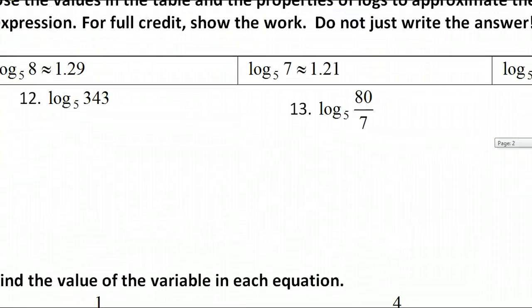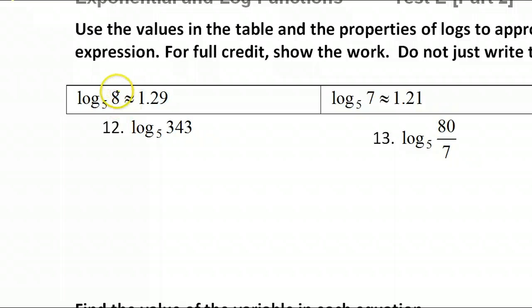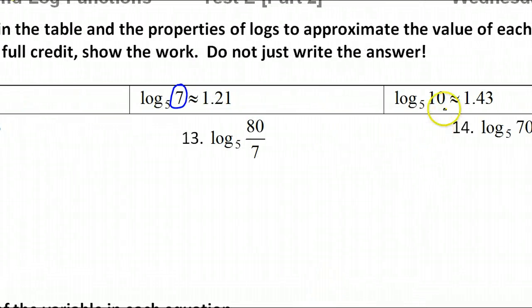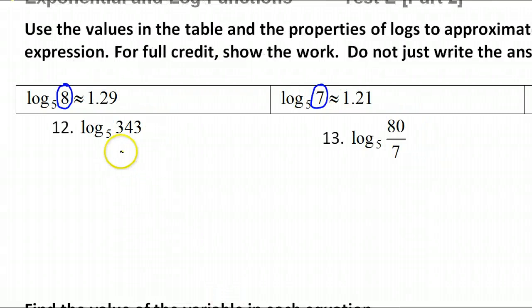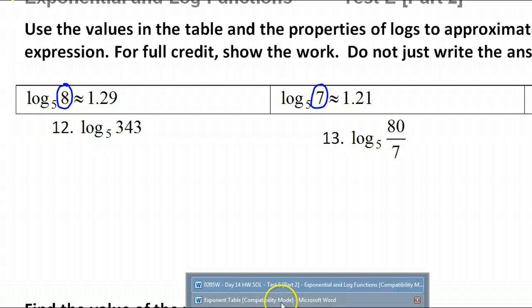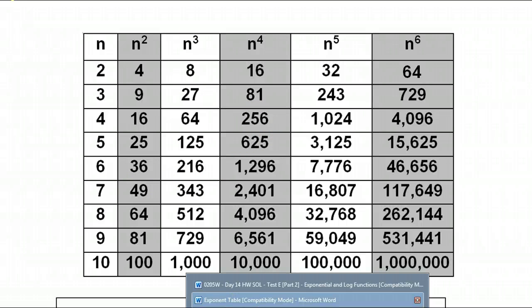Number 12. These are the ones where they give us certain values. This time we're given log base 5 of 8 and 7 and 10. Let's write everything with 8s and 7s and 10s. 343. Let's consult the chart, shall we? 343. Oh, look, 343. That is 7 to the 3rd power. Let's use that.